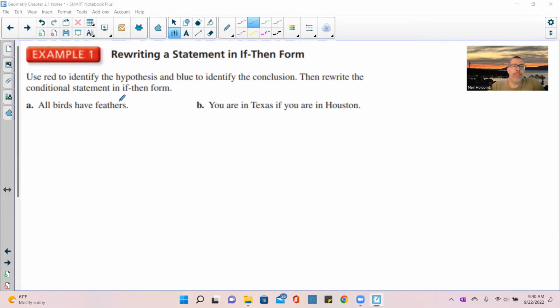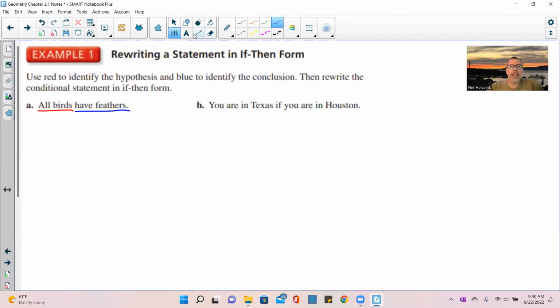All birds have feathers. So the hypothesis would be all birds or just birds. All birds. Keyword is all. And the conclusion is they have feathers. Okay, so all birds have feathers. All birds, red, hypothesis, have feathers, conclusion.